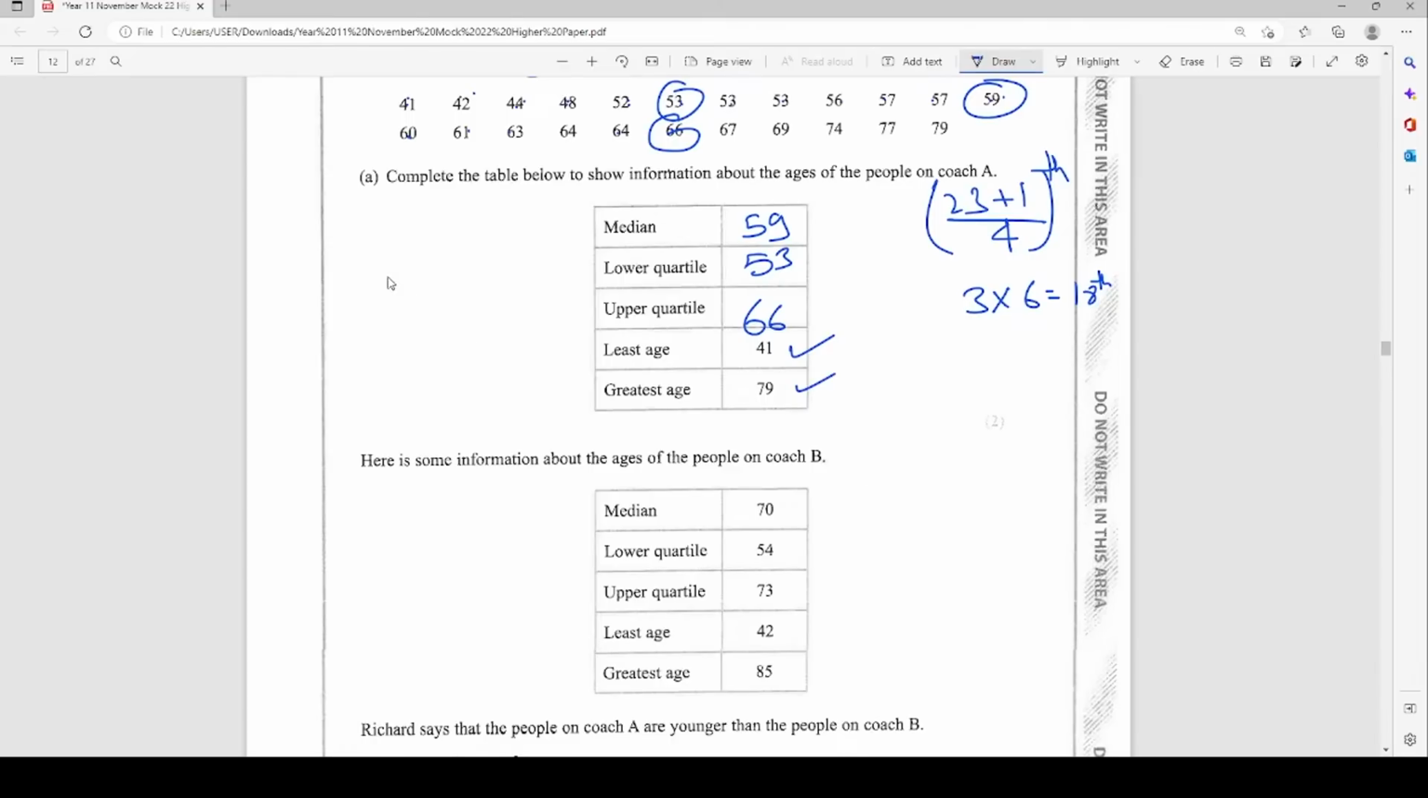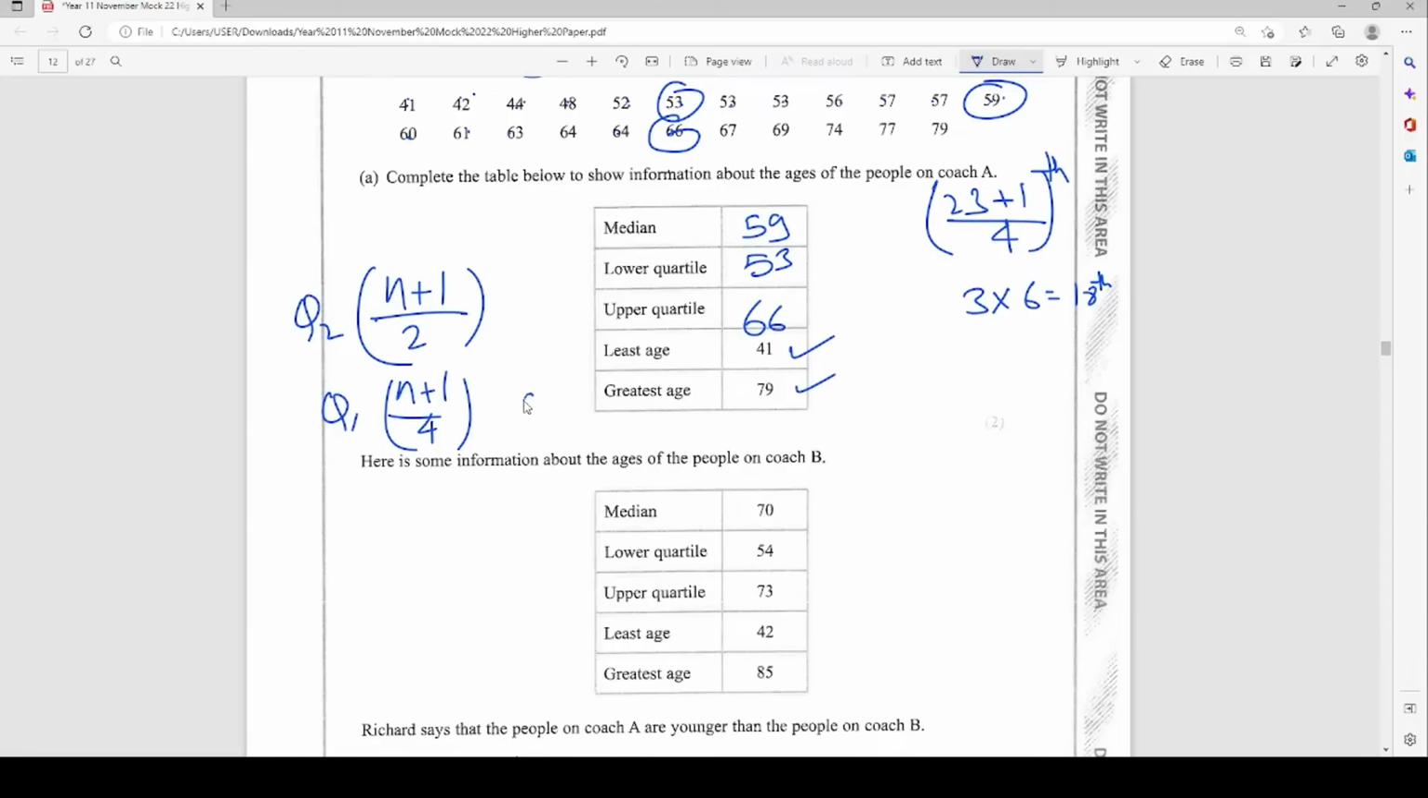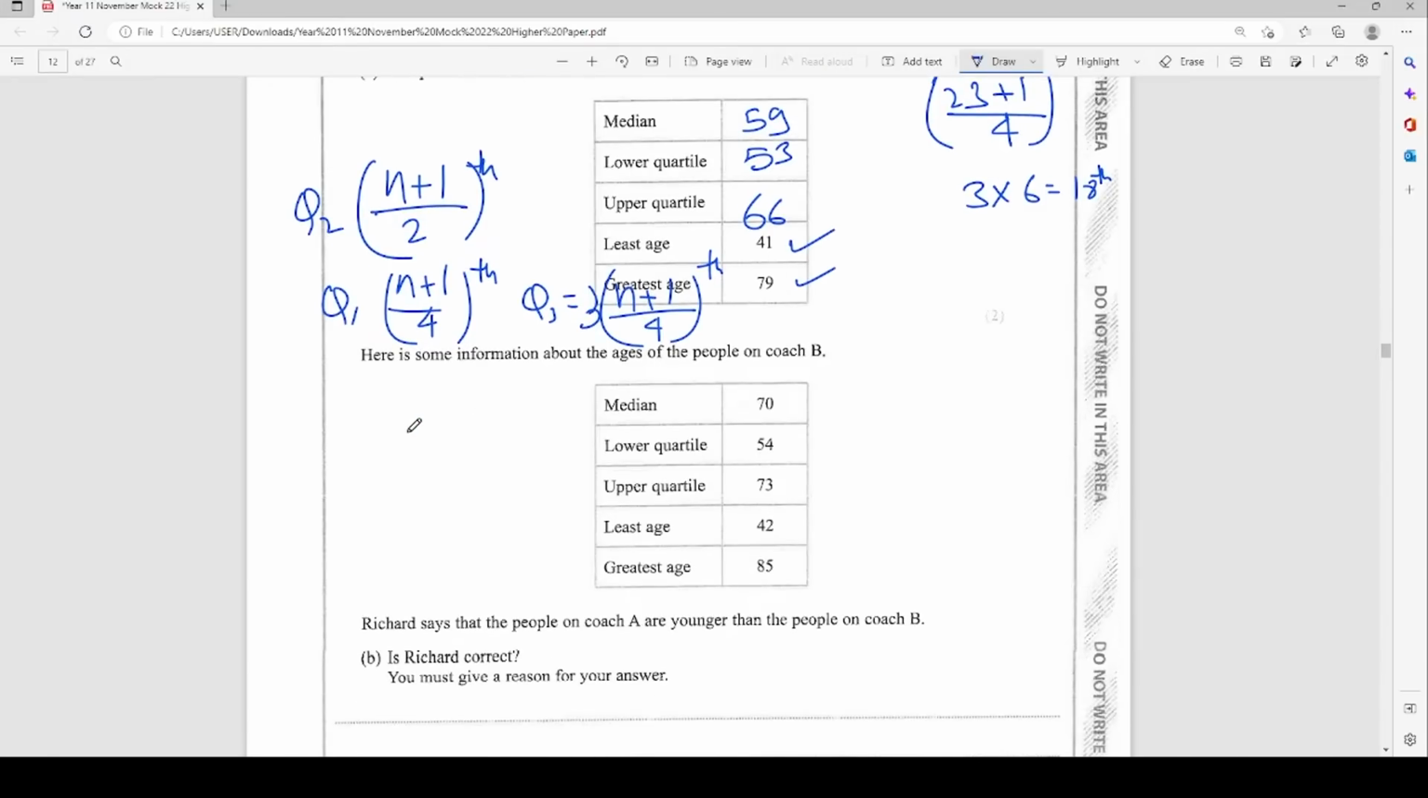I'm using the formula here, n plus 1 divided by 2 for the median, n plus 1 divided by 4 for the lower quartile, or we call it Q1. This is my Q2, and for the upper quartile, Q3 is going to be n plus 1 divided by 4 times 3. So this tells you not the value but the position of the term that would be considered the lower quartile, the median, and the upper quartile.